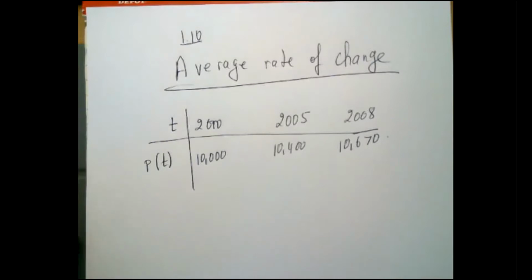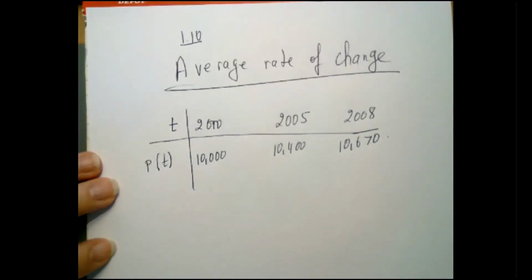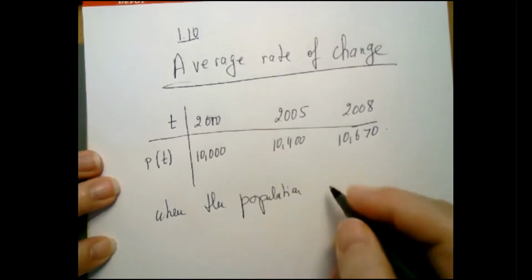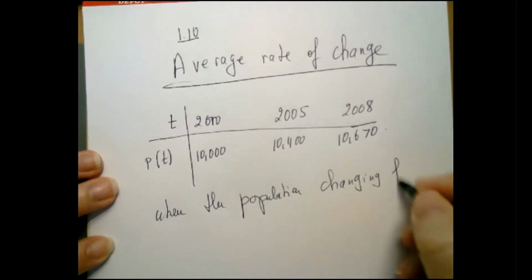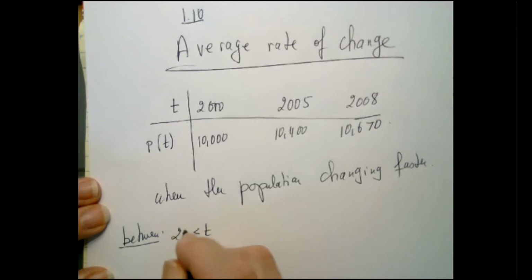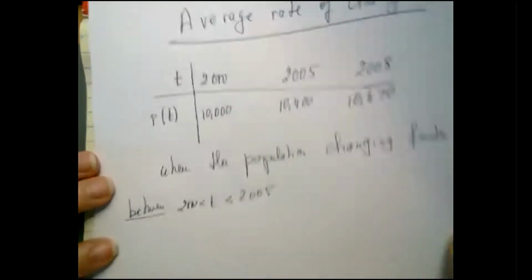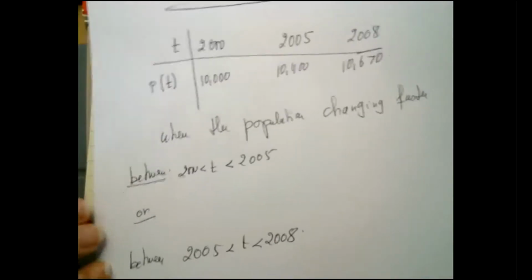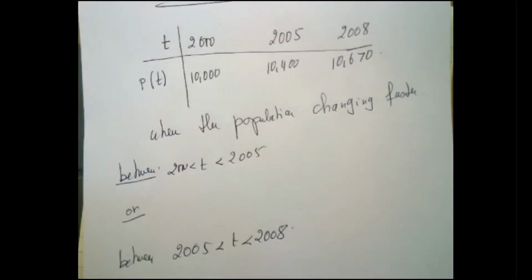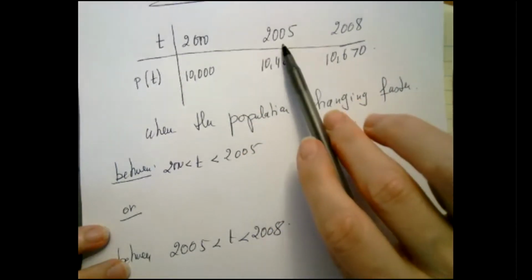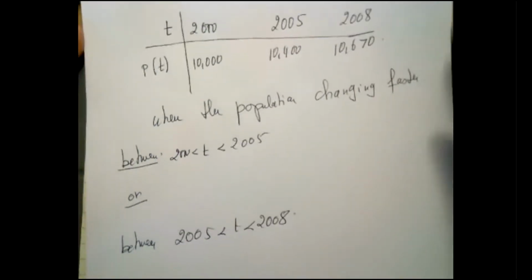Okay, and I ask you the following question. When was the population changing faster? Was it changing faster between the year 2000 and 2005, or between 2005 and 2008? Okay, when was it changing faster? Here or here? What would you say? I'm having answers. Somebody's telling me it was changing faster between 2000 and 2005. And I had somebody telling me between 2005 and 2008. So we have to make up our mind. When was it changing faster?